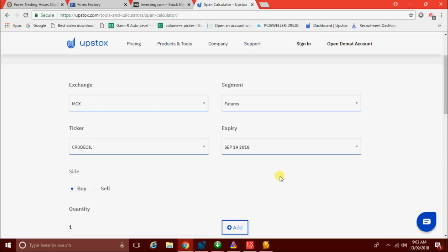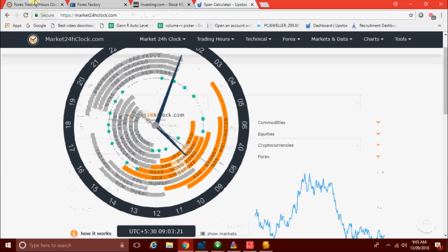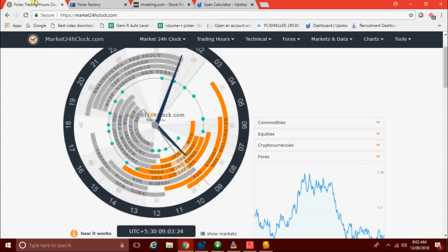What are the main things we check for crude oil trading? Actually, crude oil movement is 100% based on forex movement. So you should know the forex market opening times. Visit the website market24hclock.com, and here you can see which exchanges are open. Here you can see UAE, LSE London and Nasdaq New York. When these two markets open, there is fluctuation in our market. This clock helps to know the exact opening time of each market.